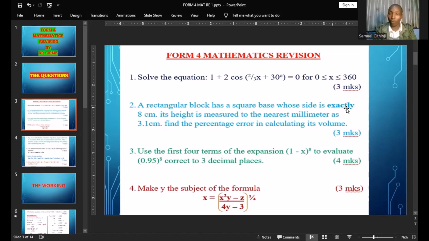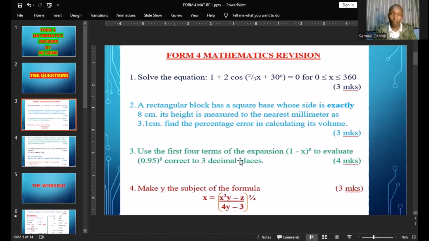The side of the square base is exactly 8 centimeters. The height is given to the nearest millimeters. Yes, you can see there, 3.1. So find the percentage error in calculating the volume.